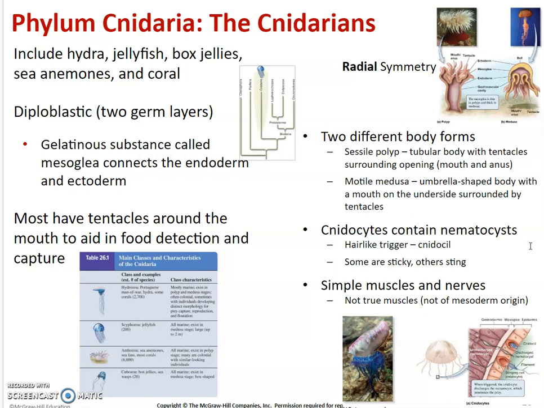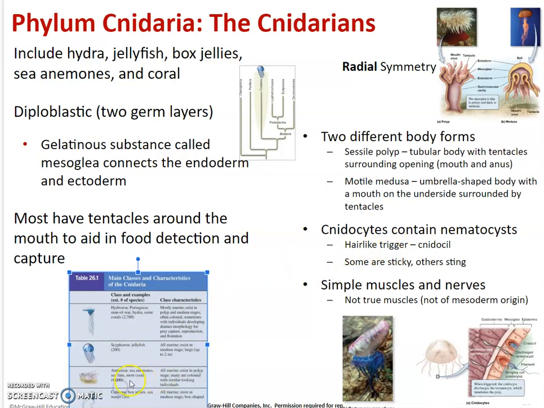It's really interesting because they have a gelatinous substance that's called the mesoglea, and it connects the endoderm and ectoderm, but they don't have that actual mesoderm, just the mesoglea, so kind of like a cytoplasm for the innards of the body, holding the body system together, if you will. Most cnidarians have tentacles, and the tentacles are used to get food. And they also have multiple body types.